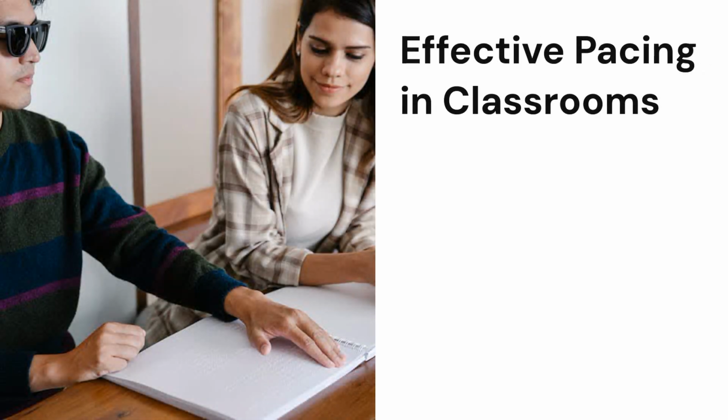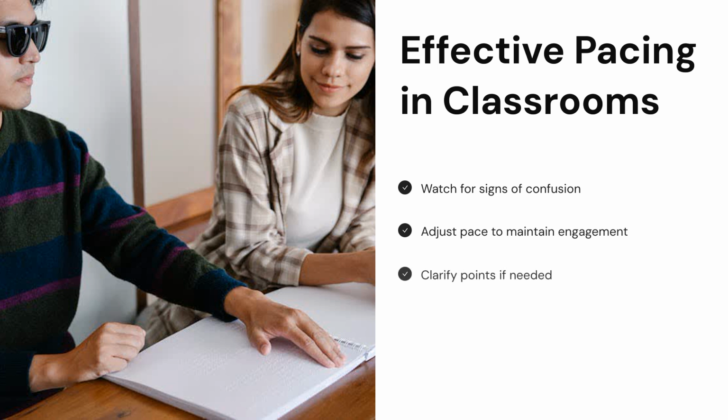Observing student reactions is key to effective pacing. Watch for body language and facial expressions that indicate confusion or disengagement. Adjust your pace based on these cues to ensure everyone is following along. If students appear confused, consider repeating the point more slowly or asking if clarification is needed. This responsive approach fosters a supportive learning environment.